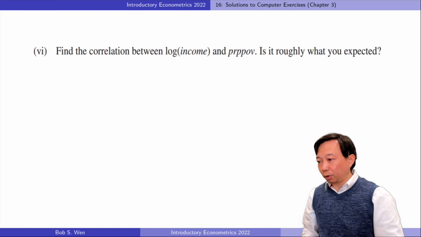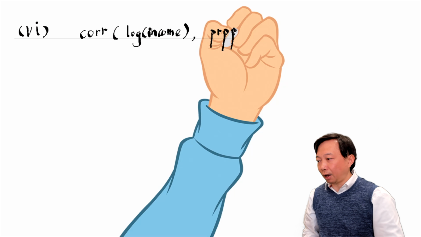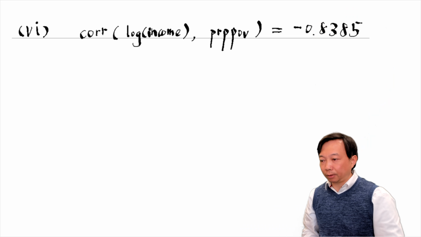The correlation coefficient between log income and proportion in poverty is minus 0.8385. They are highly correlated. It makes sense because higher income results in fewer families in poverty.